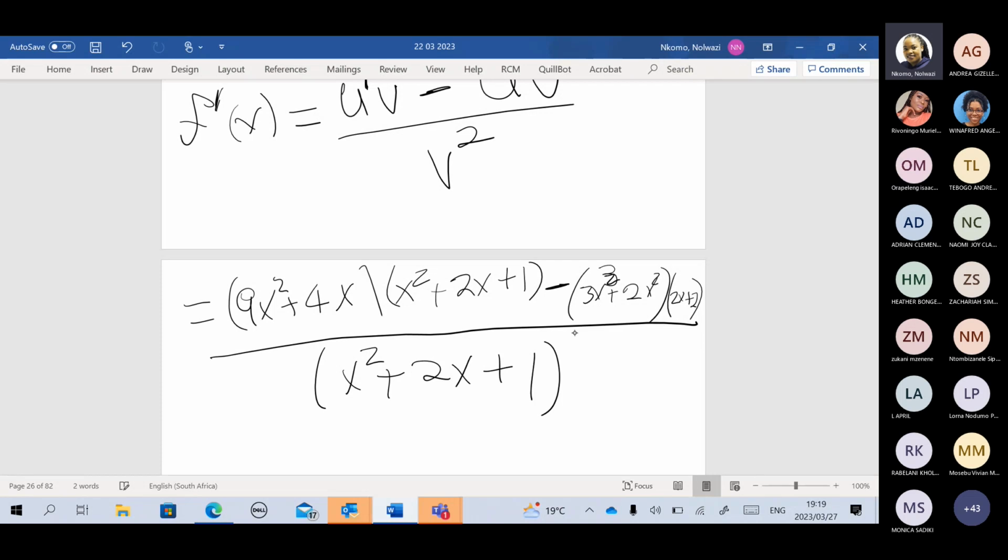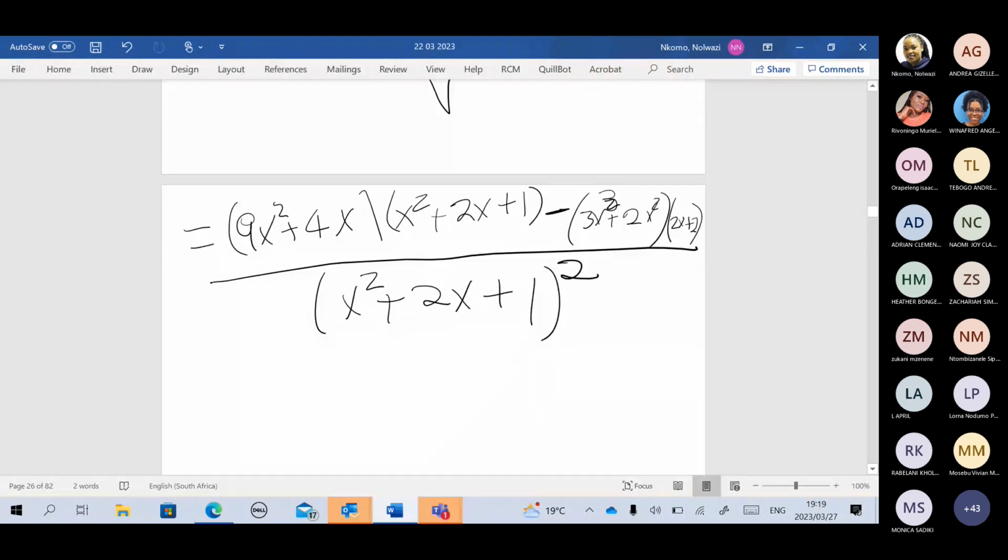Right. The next step is to simplify. If this answer is not there on the possible solution, you can simplify further. Yeah. That's how you will apply the quotient rule. Okay. Let's do another example.